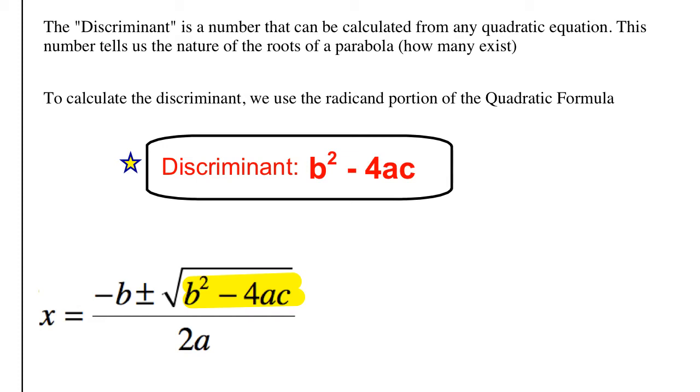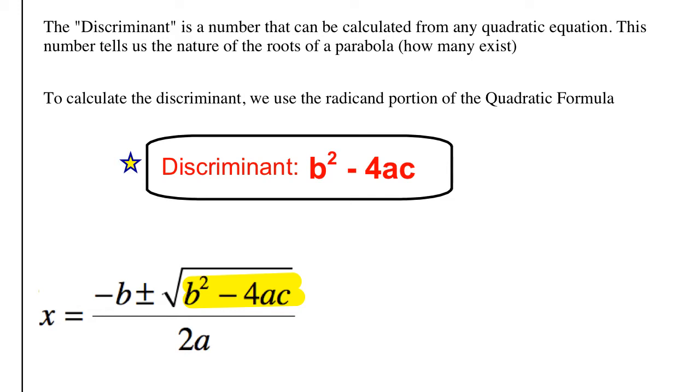It's going to tell us how many answers there are, whether or not they're real or imaginary, whether or not they're rational or irrational. So the whole purpose of the discriminant is not to tell us what the answers are, but to describe the answers. And this can be helpful if we're trying to decide how we should go about solving a particular problem.